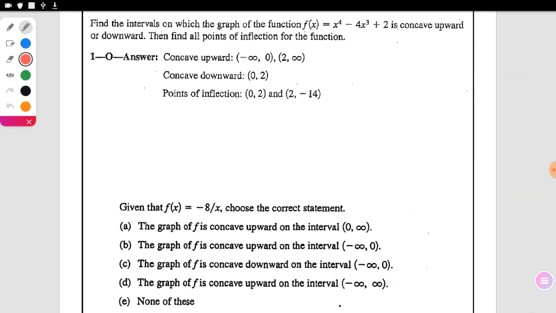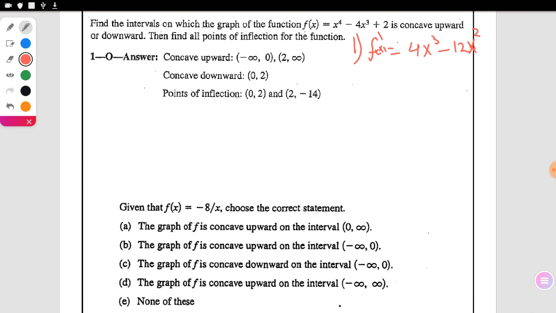Otherwise, no. Look here. What is the first step? Please focus. Study the steps, just to follow the procedure. Find the first derivative, which is 4x to power 3 minus 12x to power 2.